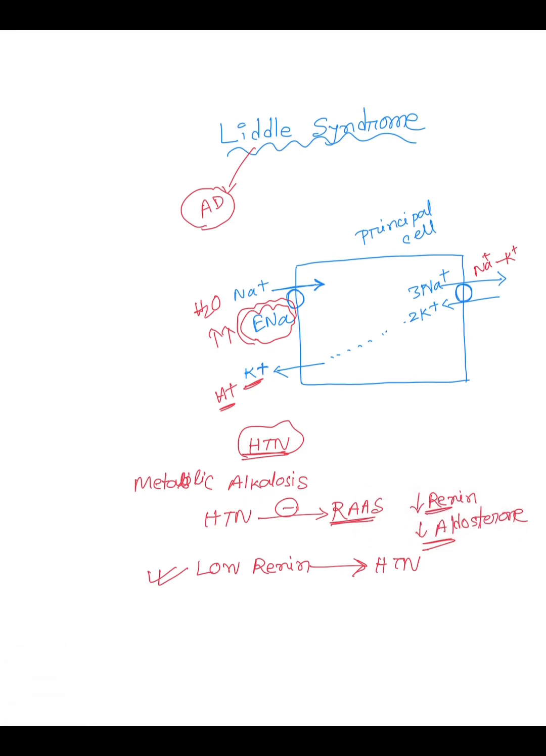For management of this patient, we have to inhibit this epithelial sodium channel. And the drug that particularly inhibits this epithelial sodium channel is amiloride. We know that spironolactone acts by inhibiting the aldosterone, but amiloride typically inhibits the epithelial sodium channel.